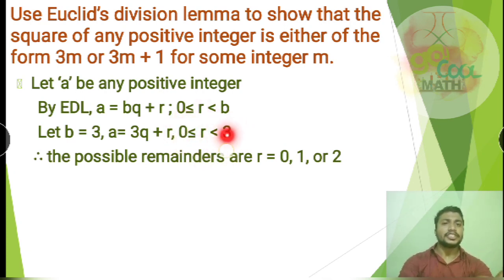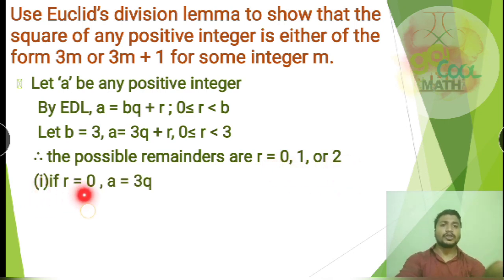According to this condition, we can conclude that the remainder is either equal to 0 or less than 3. That is, 0, 1, 2 are the possible remainders. So all three possibilities will exist, since a is any positive integer. Therefore, all these three possibilities of r exist.